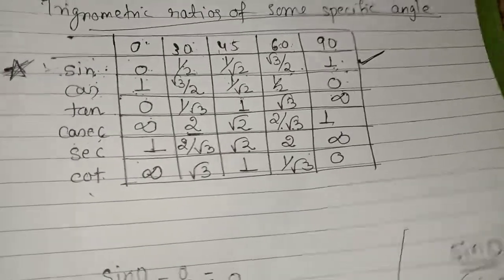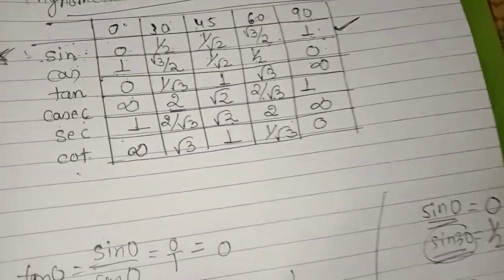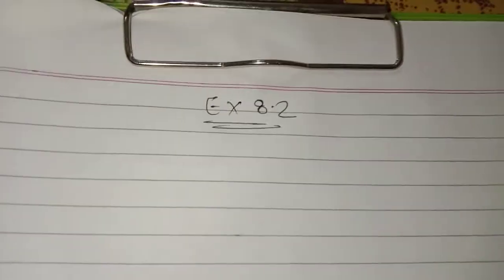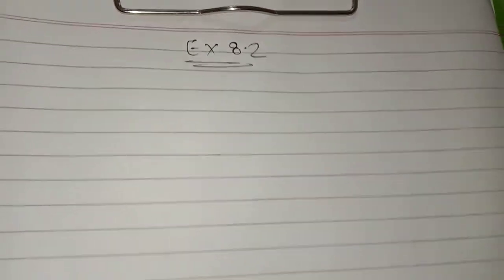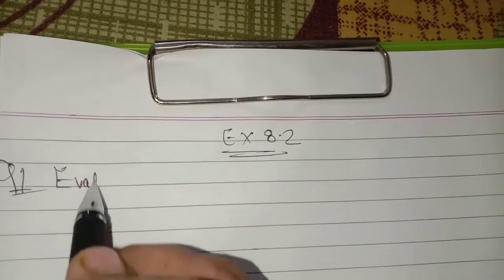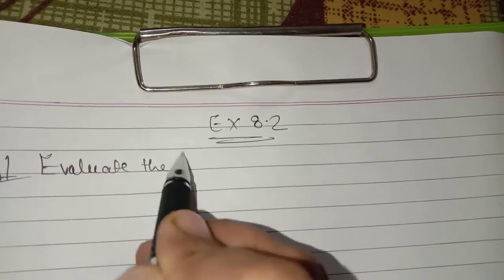So whatever time is left, let me solve some questions for you. Exercise 8.2. Don't forget to solve the numericals of the examples. Whatever examples are given, please continue to solve them from your room, because the solution is already given there. I will help you along with the exercise. So we have to evaluate. Question number 1. Evaluate the following.